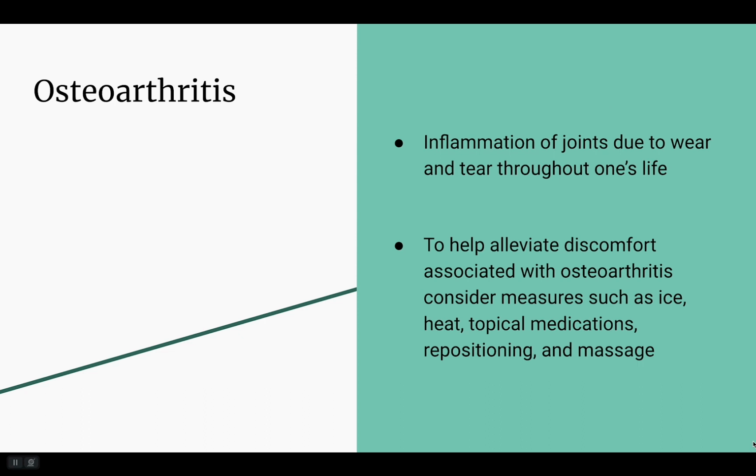A common condition in the musculoskeletal system is osteoarthritis, a medical diagnosis that refers to inflammation of joints due to wear and tear throughout one's life. To help alleviate discomfort associated with osteoarthritis, consider measures such as ice, heat, topical medications, repositioning, and massage. Effectiveness of measures will vary by individual, so it is important to allow each individual to choose what is most helpful to alleviate their arthritis.